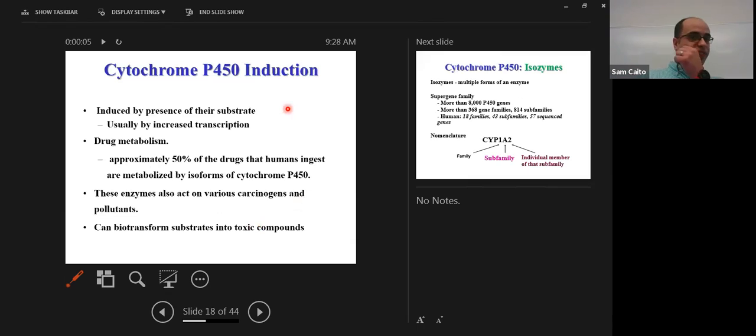So cytochrome P450s can be directly induced. They're usually induced by the presence of their substrate, so it increases the transcription, and you have an increase in the number of the actual enzymes. They're also induced by drug metabolism. Approximately 50% of drugs that humans ingest are metabolized by cytochrome P450s, and then the levels will go up. These enzymes will also act on carcinogens and pollutants, and they can biotransform substrates, however, into toxic compounds.